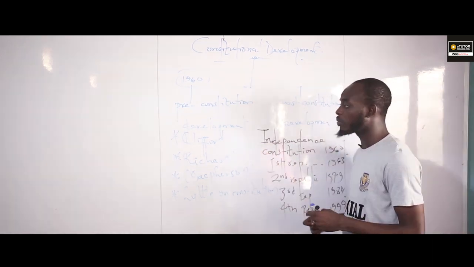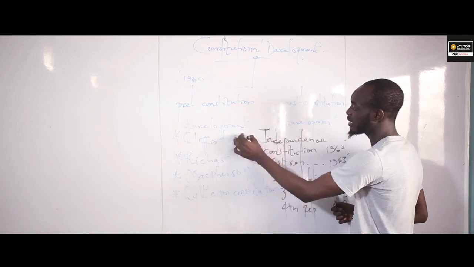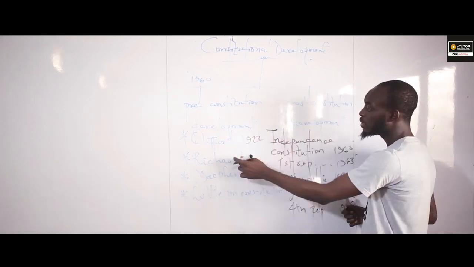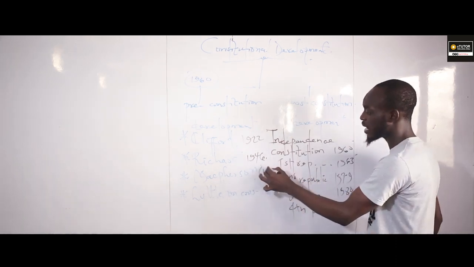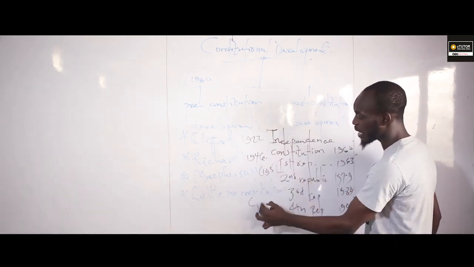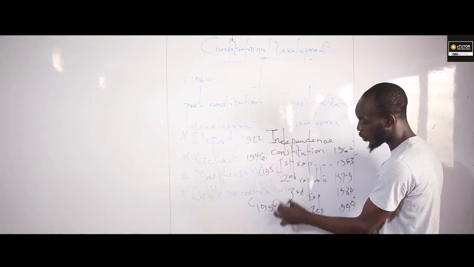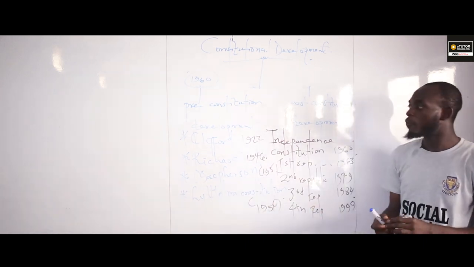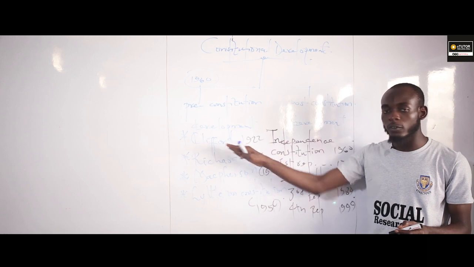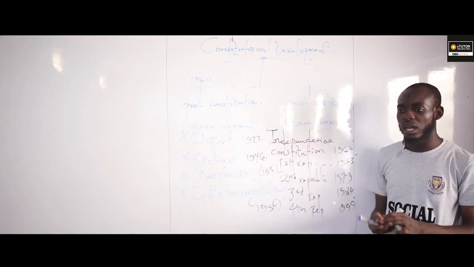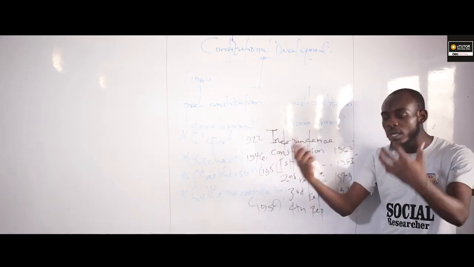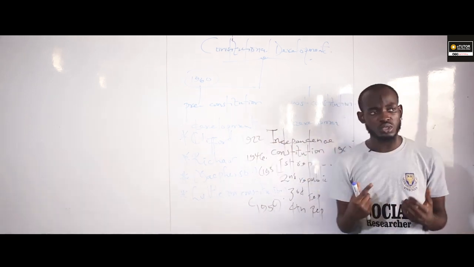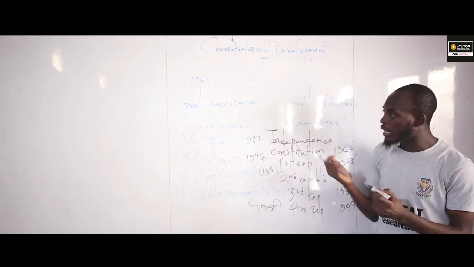Now, the Clifford Constitution existed in 1922. Richard existed in 1946. McPherson existed in 1951. And Littleton existed in 1954. Before we embark on the Clifford Constitution of 1922, there are a lot of things we need to understand about how we came about the Clifford Constitution of 1922.